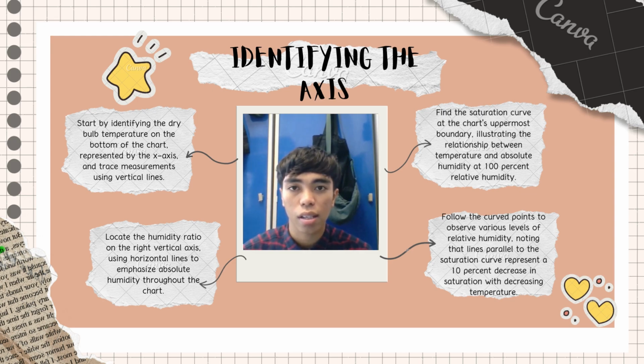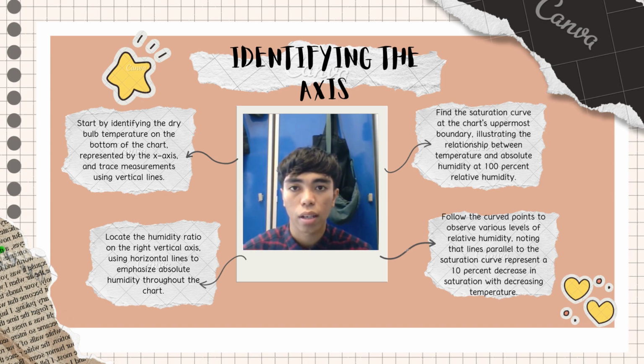Use horizontal lines stemming from this axis to emphasize the humidity ratio throughout the chart, also known as absolute humidity. Locate the uppermost boundary on the chart to find the saturation curve, connecting the x and y axis and illustrating the relationship between temperature and absolute humidity at 100% relative humidity.